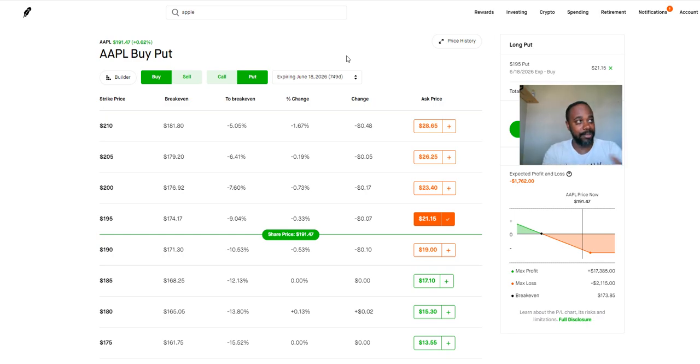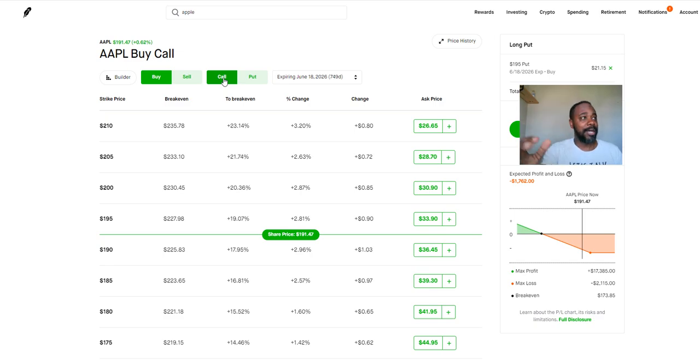You want to do LEAP options. People do it all the time. I do it all the time, if I don't want to put up the capital it takes, to make basically the same amount of money, or even more in a lot of cases.